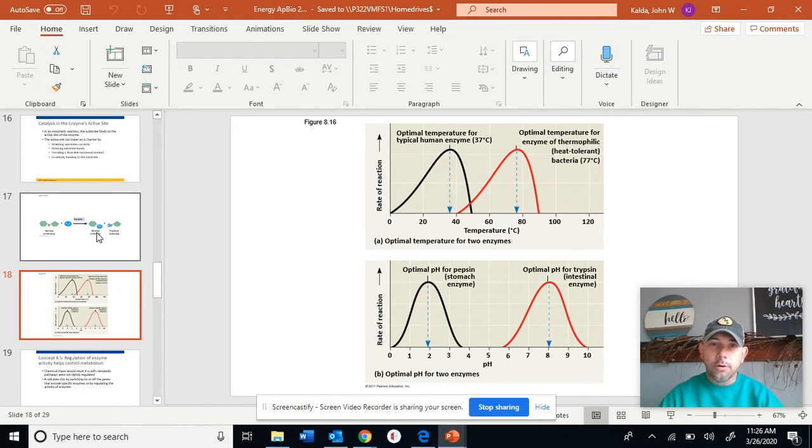The inhibitors work a little bit differently, in that we've got two different types.